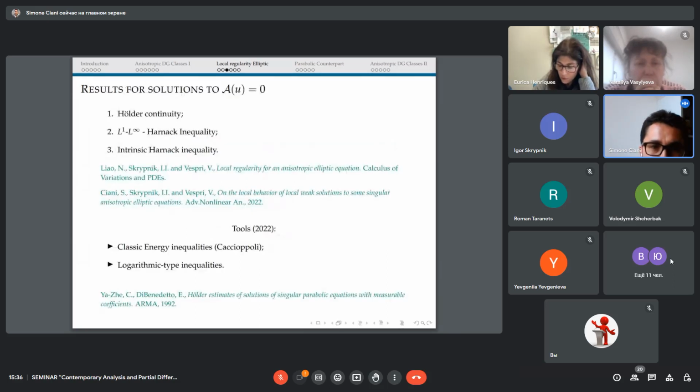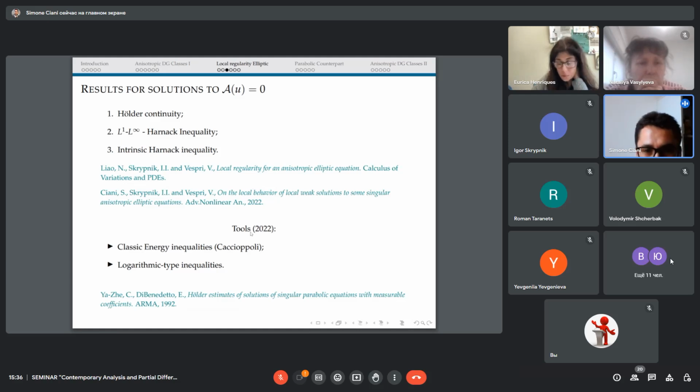With this geometry, we were able to establish Hölder continuity, local Hölder continuity of local weak solutions, L1 L infinity bounds for the solution, meaning that we bounded the supremum of the solution with the infimum of the L1 norm of u, and an intrinsic Harnack inequality. This work was done with Igor Skrypnik and Vespri, and followed another one in 2020, it's not written here, of Naian Liao and the other two authors before.